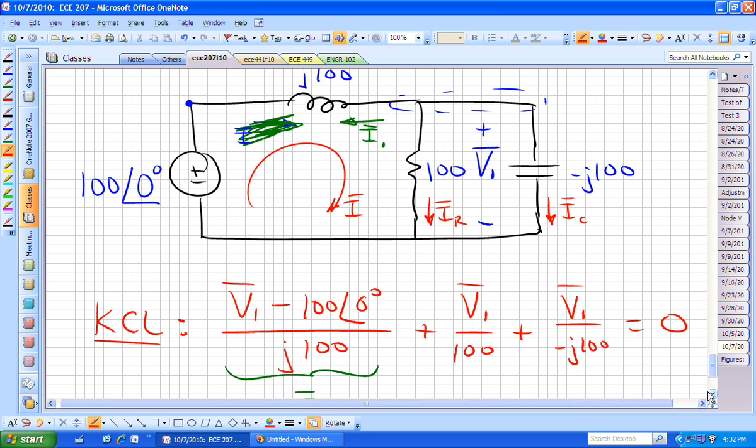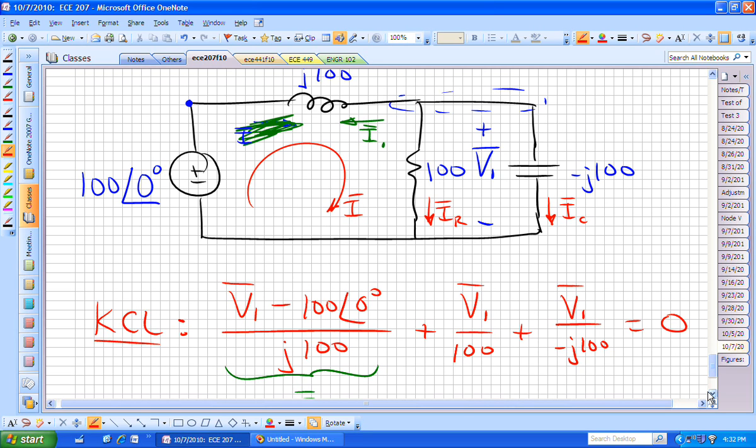I now have V1 bar minus 100, so now I'm saying I want to know what current is going to the left out of that node, leaving the node. Where am I right now? That's V1. Where I'm going to, the potential is 100. So I take V1 minus where I'm going: V1 minus 100. All these other V1s I'm referencing to the reference node, which is 0. So that's V1 bar minus 0 over minus j100.